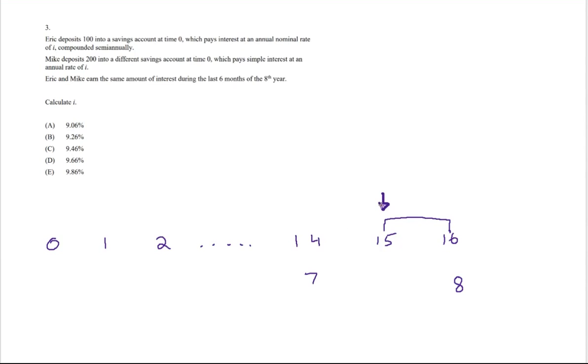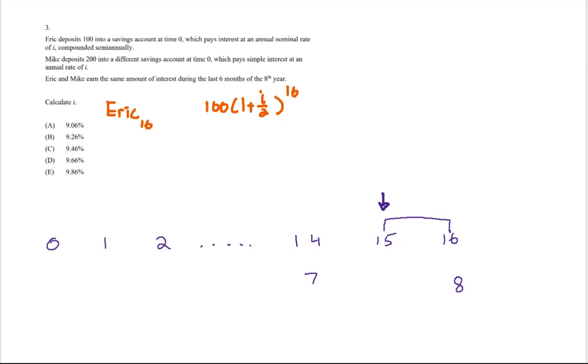So we want the interest earned from time period 15 to 16 because it's in half years, right? The last 6 months of the 8th year. Now, let's deal with Eric first. So Eric deposits 100. There's many ways to do this, but at time 16, he's going to have 100 times 1 plus I over 2, because it's compounded semi-annually, to the 16th power, right?